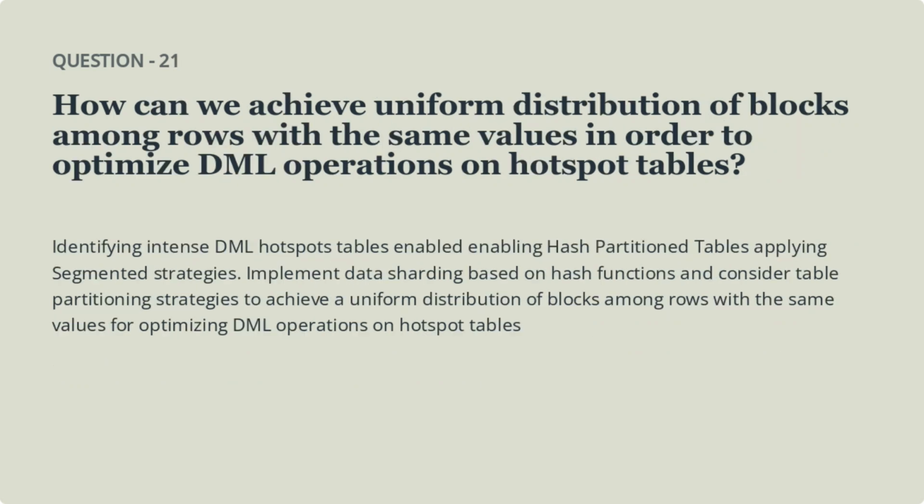To achieve a uniform distribution of blocks among rows with the same values and optimize DML operations on hotspot tables, it is essential to identify intense DML hotspot tables and enable hash partition tables. Implement data sharding based on hash functions and consider table partitioning strategies to ensure a uniform distribution of blocks among rows with the same values, thus optimizing DML operations on hotspot tables.